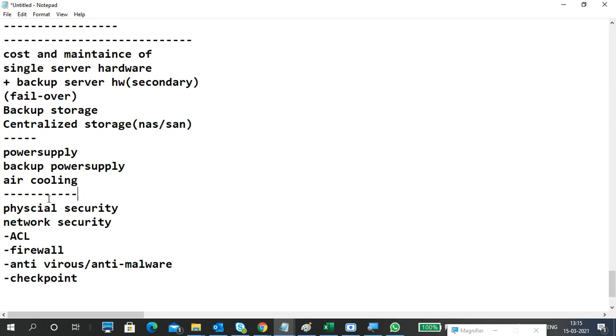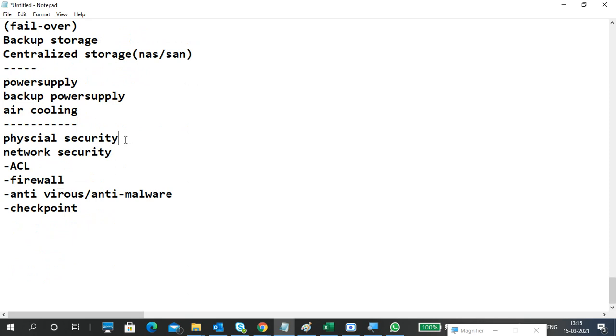At that time I said so many things. You have to provide physical security like biometric access or CCTV cameras and all. We have to restrict the access. Network security: if you cannot access physically, you can access through the network, right? We can define who is able to access that file. File level security we have to provide. And next, network level security means which network is able to access.